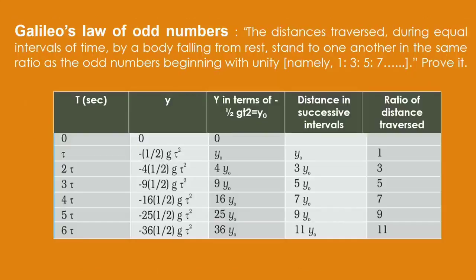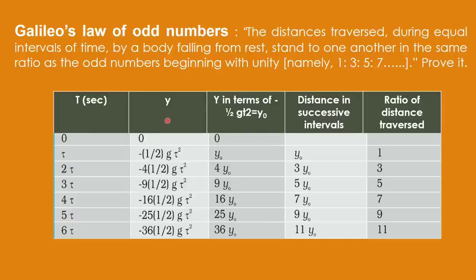That should be known. This is the last question with you, beta. This is again taken from your NCERT. They are saying Galileo's law of odd numbers. That is, you have to prove that the distance traversed during equal intervals of time by a body falling from rest. Body is falling from rest. It means initial velocity is 0. And then it is standing to one another in the same ratio as odd numbers. This you can try yourself. 1:3:5:7. You have to prove it.